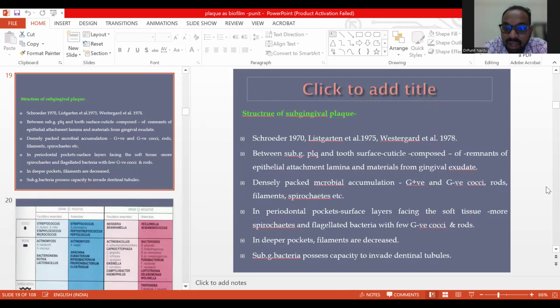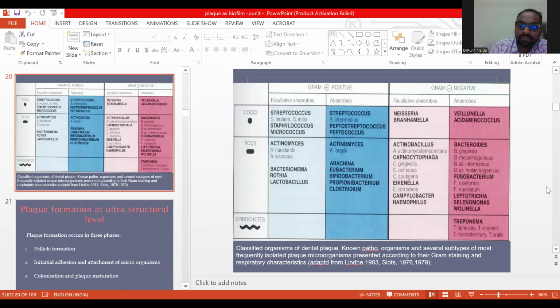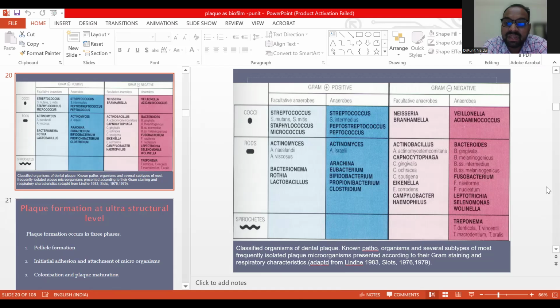Subgingival plaque consists of densely packed microbial accumulations, which include gram-positive and gram-negative cocci and rods, filaments, and spirochetes. In periodontal pockets, the surface layer facing the soft tissue has more spirochetes and flagellated bacteria with gram-negative cocci and rods. In deeper pockets, the number of filaments is decreased. These subgingival bacteria possess the capacity to invade dentinal tubules. These are the various organisms present in supragingival and subgingival plaque.